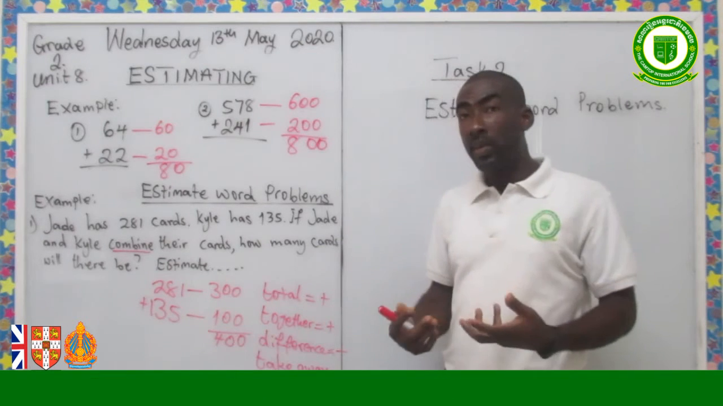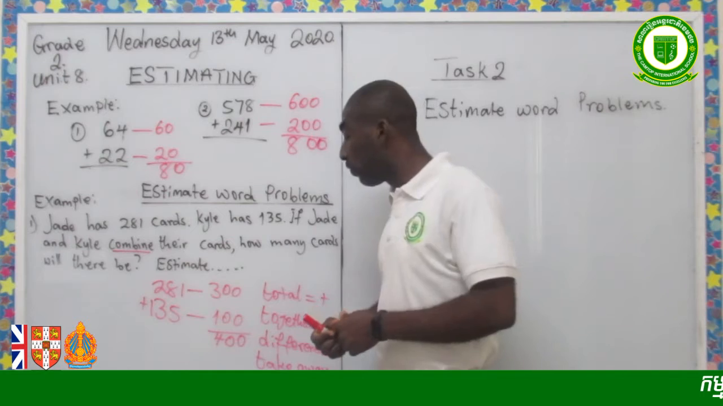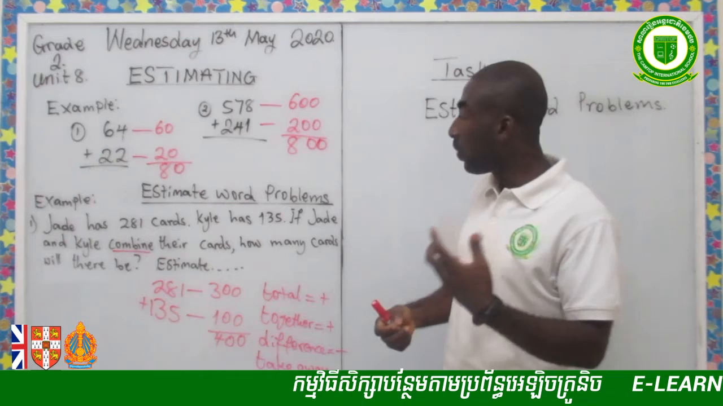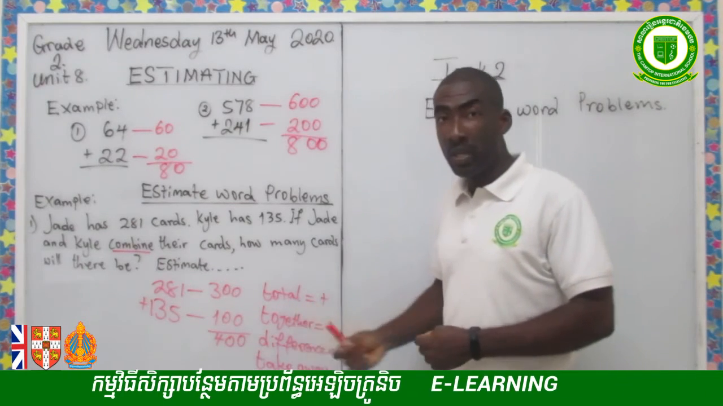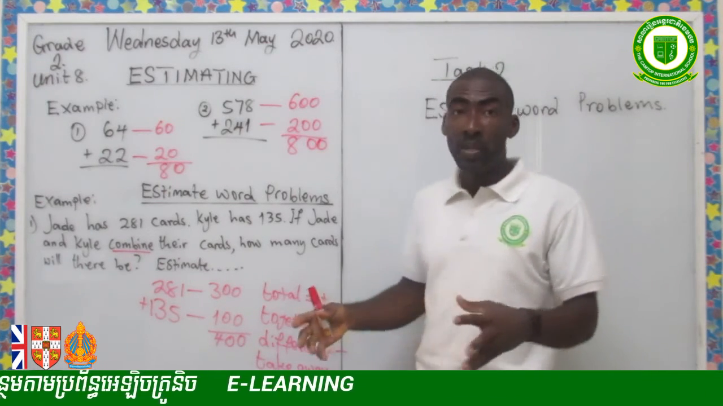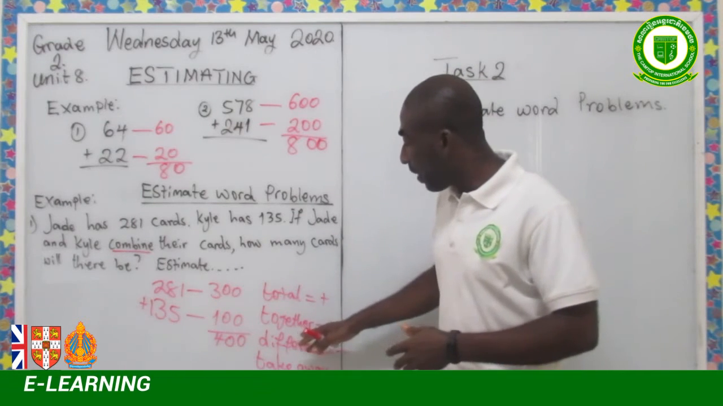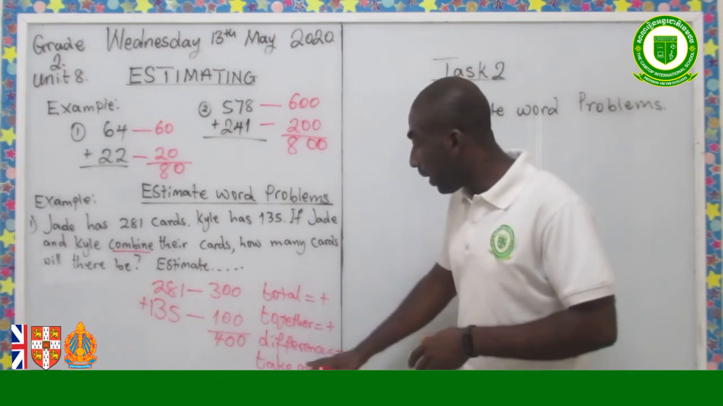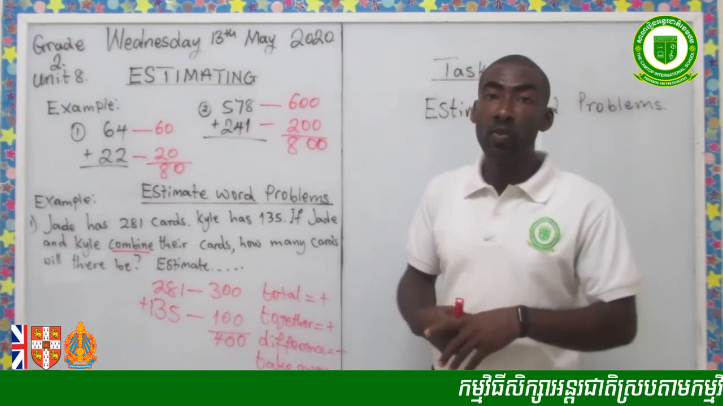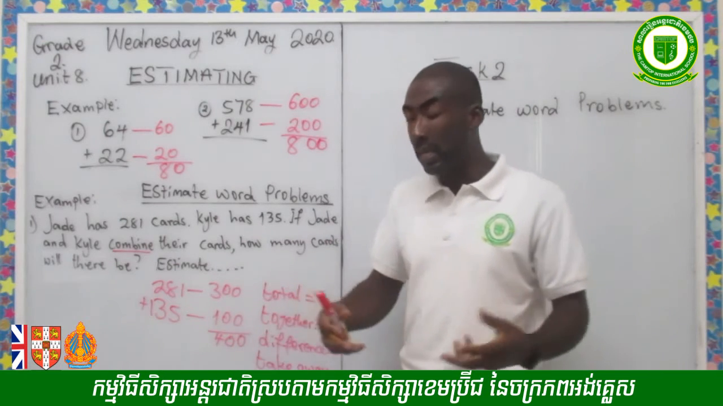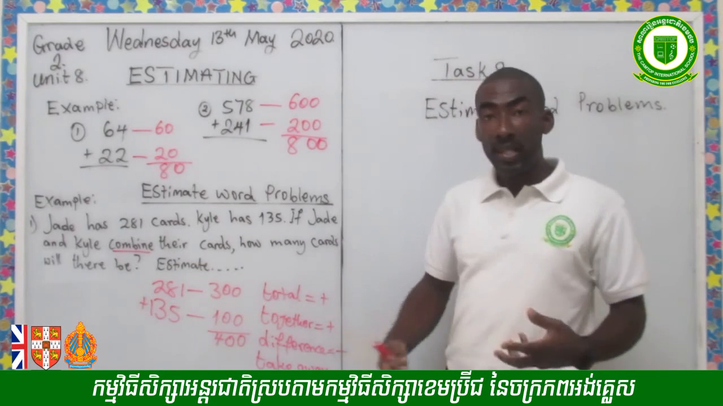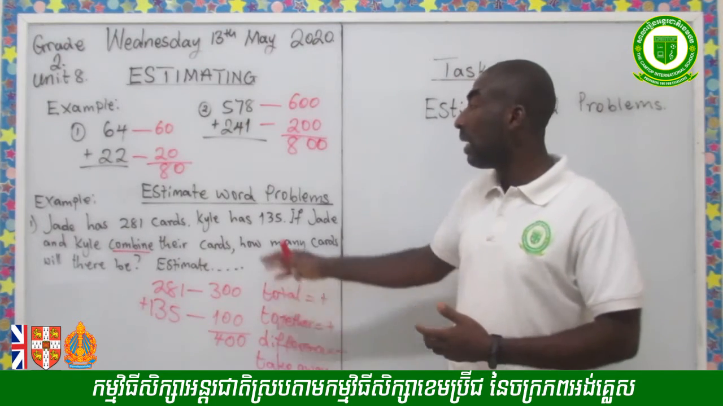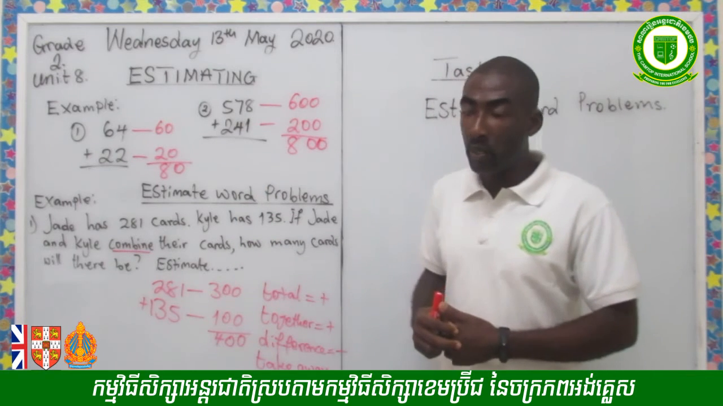So there are key terms or keywords that you always have to know to guide you to solve your word problem or estimating word problem. Example, total. Whenever you see total, it means that you are doing addition, you are adding. Whenever you see together, it means that they are also addition, you are adding. Whenever you see difference, it means that you are doing subtraction, you are minusing. When you see take away, it also means that you are doing subtraction, or a minus equation with your word problem. Okay? Good.